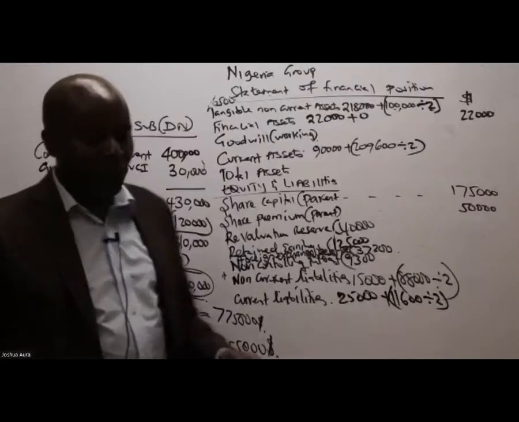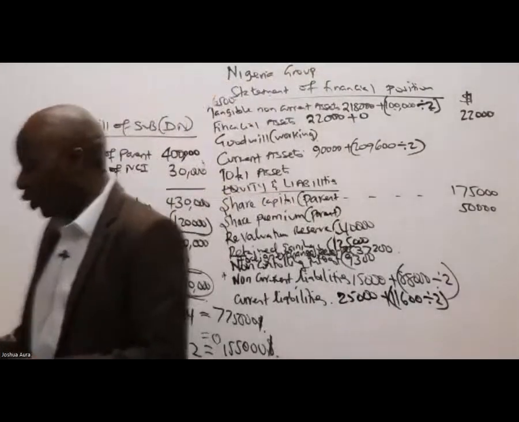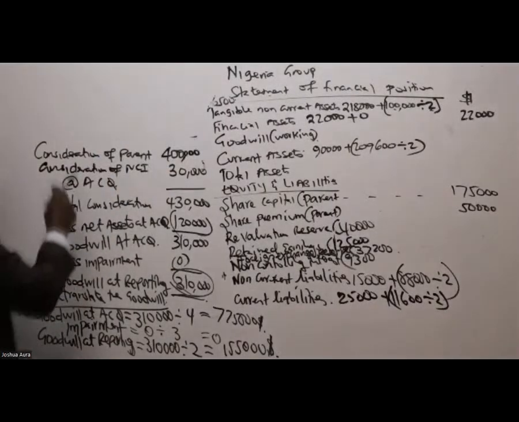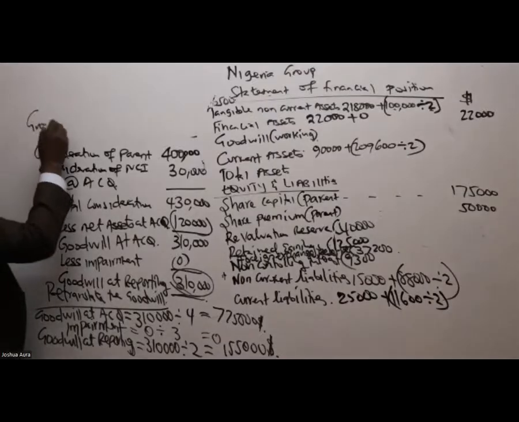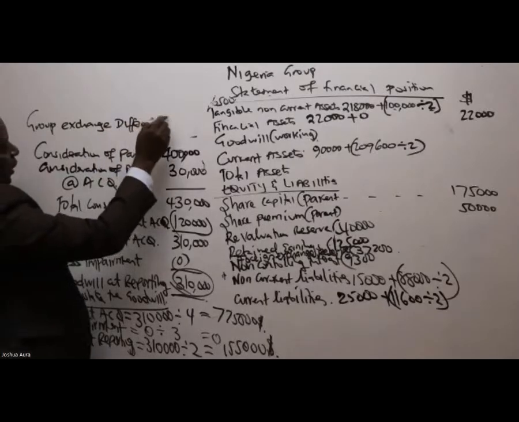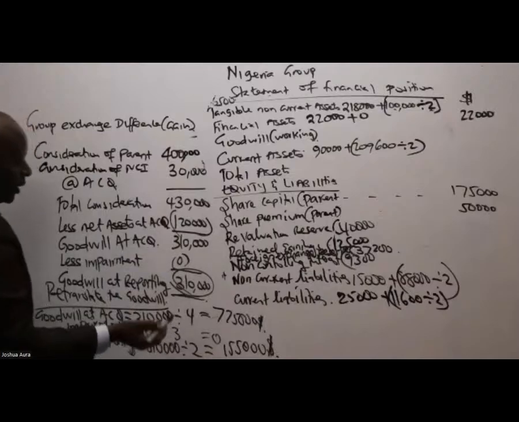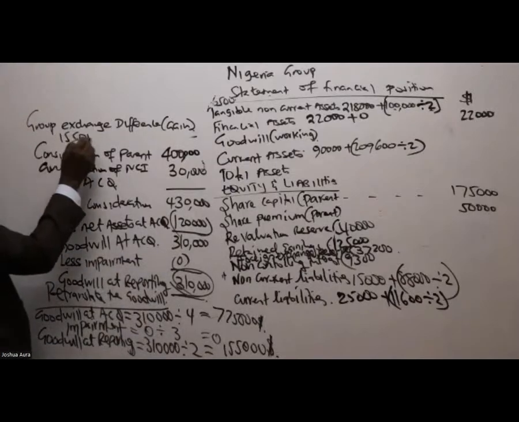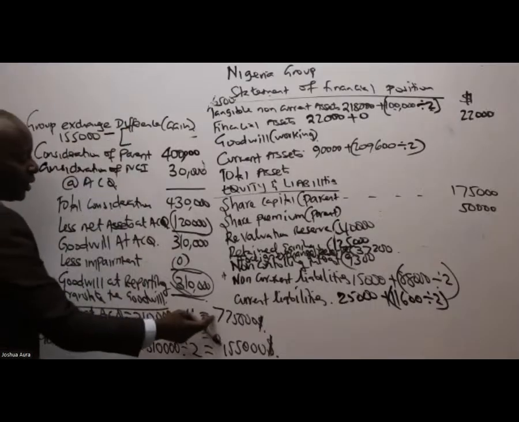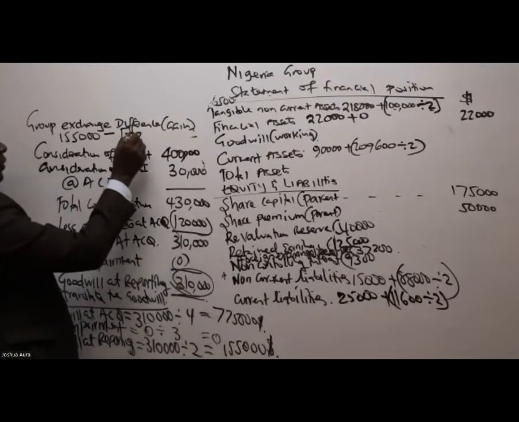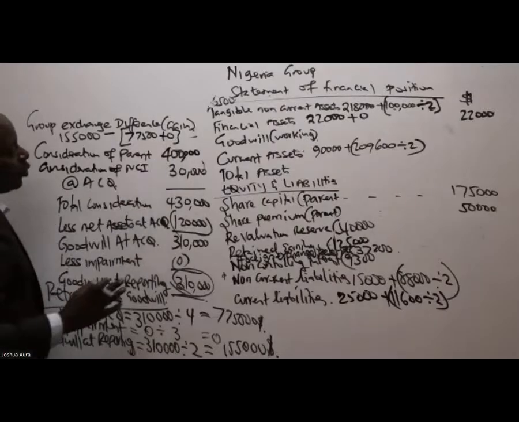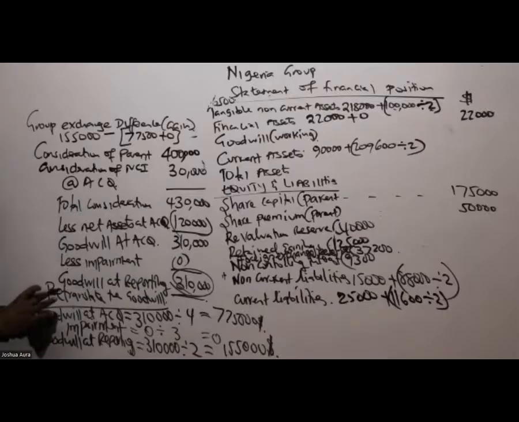The group exchange difference for goodwill. So in this case I will take the closing amount, which is 155,000, minus these two added together: 77,500 plus 0. Just for your revision, include the 0 there. So how much do we have there as our group exchange difference?